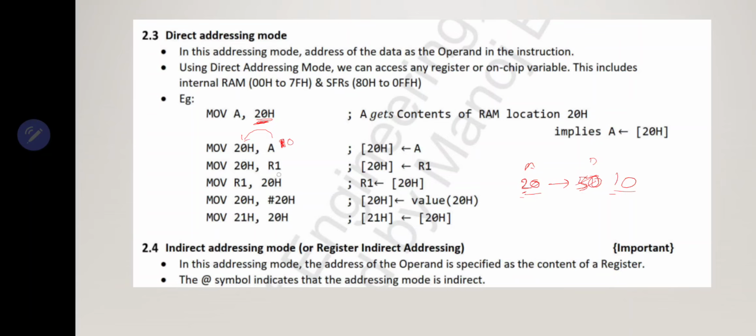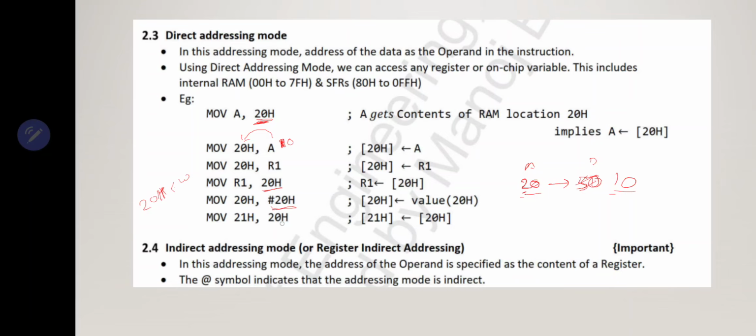Then move 20H comma R1 means the data in R1 is moved to the address 20H. Move R1 comma 20H means the data in the address 20H is moved to the R1 register. Here, move 20H comma hash 20 means the value 20, which is itself data, is moved to the address location 20H. So the 20H address has the data 20H. This is data, indicated by the hash.